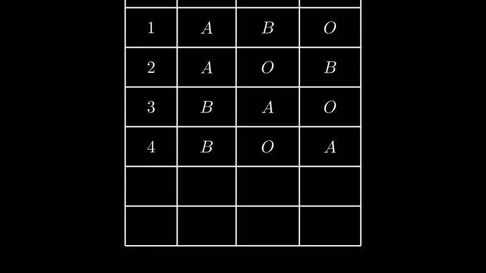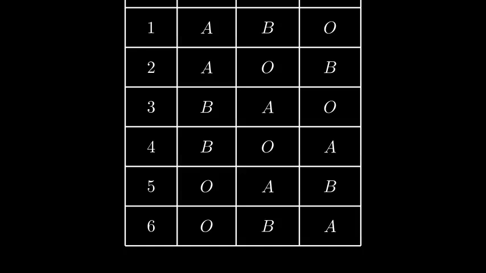Now, let's list all possible permutations of our three fruits. Apple, banana, orange. Apple, orange, banana. Banana, apple, orange. Banana, orange, apple. Orange, apple, banana. And finally, orange, banana, apple. So we have 6 different ways to arrange our three fruits, which confirms our calculation.